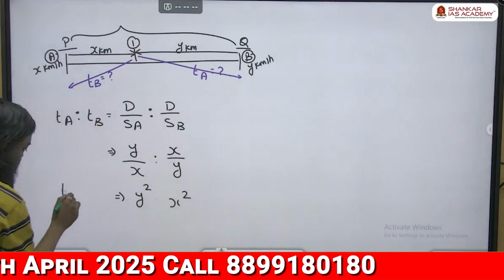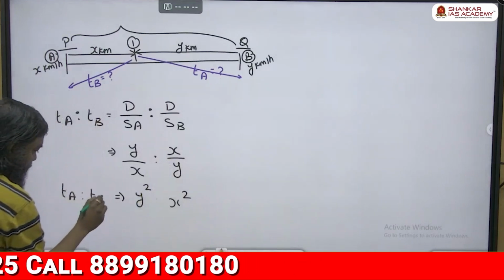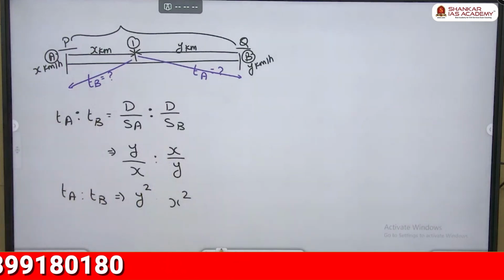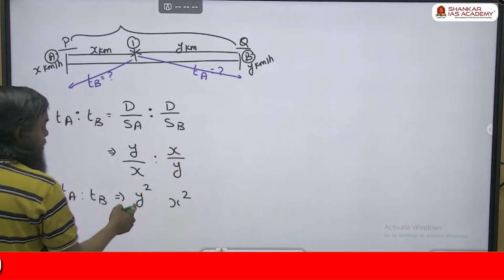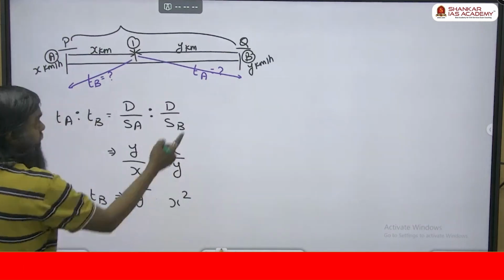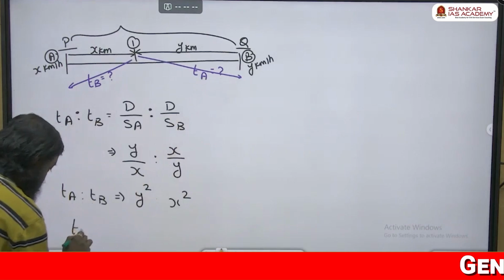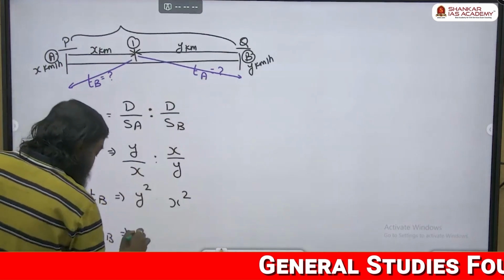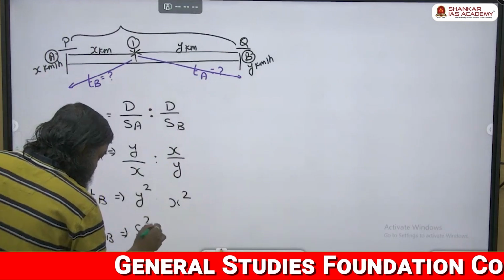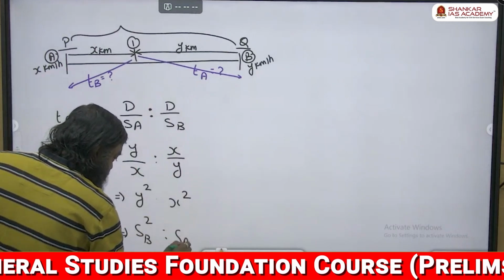That is called what? Do you understand this? What is y called? y is called the speed of what? B. That is squared. What is x called?